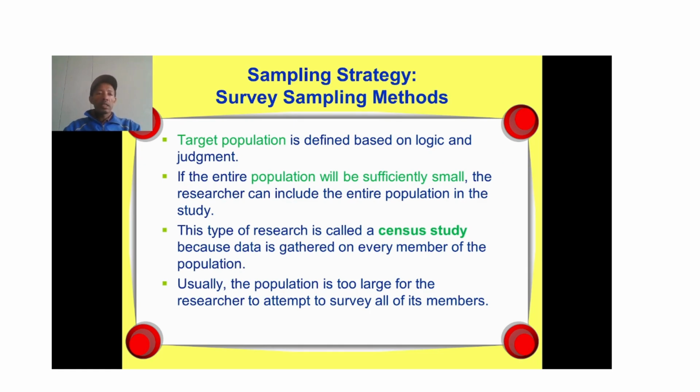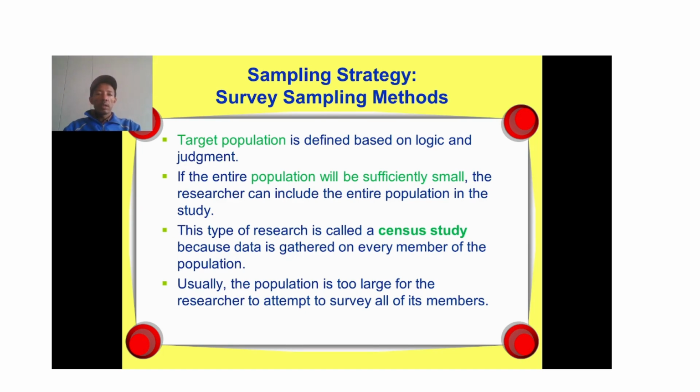One of the key characteristics of this sampling strategy is defining the target population. We define the target population based on logic and judgment, or argument based on empirical or theoretical perspectives. If the entire population is sufficiently small, then we take the entire population in the study. This is called a census study.